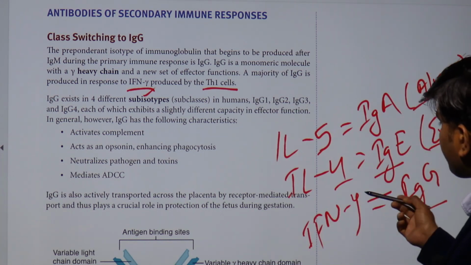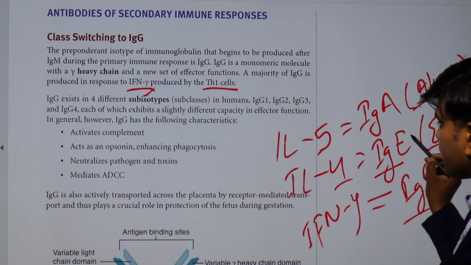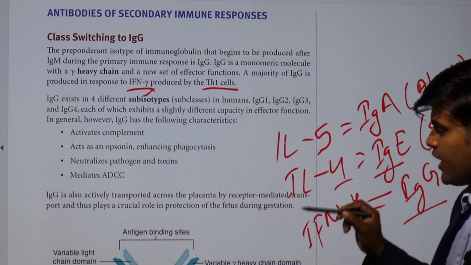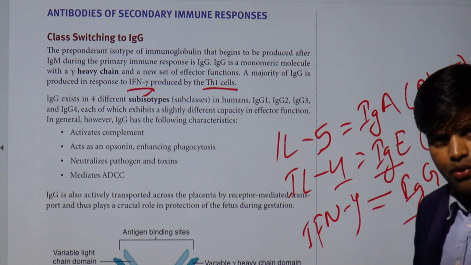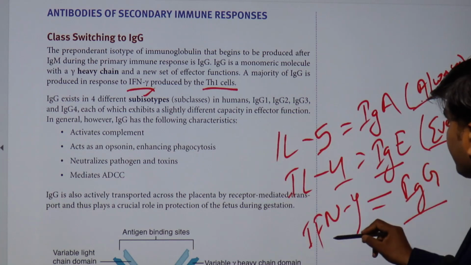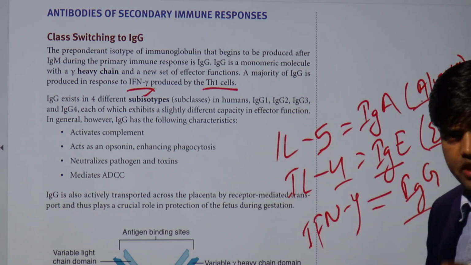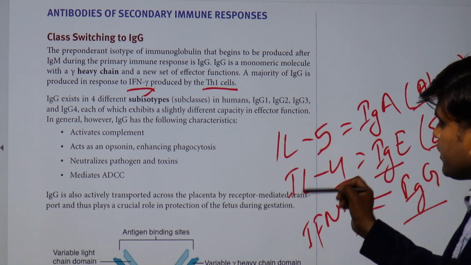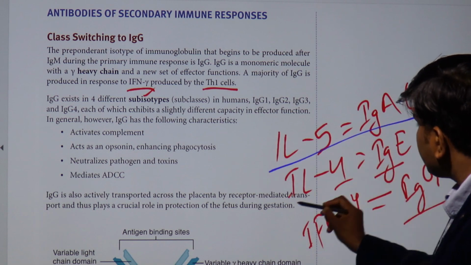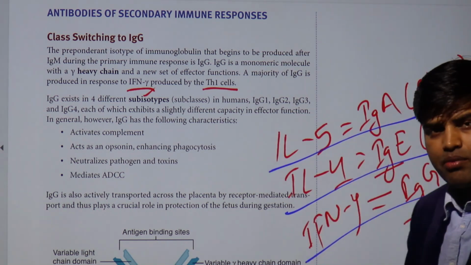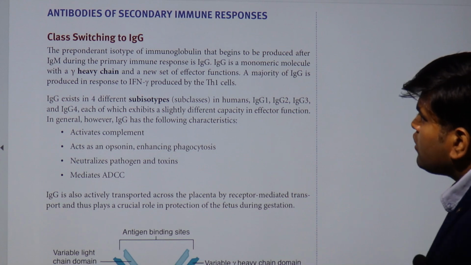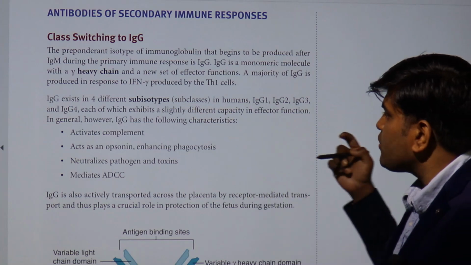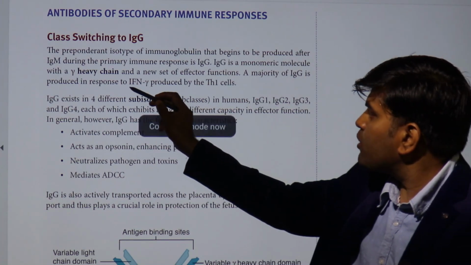You can remember by any means, although the letter 5 is E, it is not interleukin 5 that is activating it. Interleukin 5 is responsible for immunoglobulin A, interleukin 4 is responsible for immunoglobulin E, and interferon gamma is responsible for immunoglobulin G. So whatever signal is produced, according to that the class switching will occur. This totally depends upon the interleukins secreted from the T cell. The majority of immunoglobulin is produced in response to interferon gamma, which is produced by the Th1 cell.